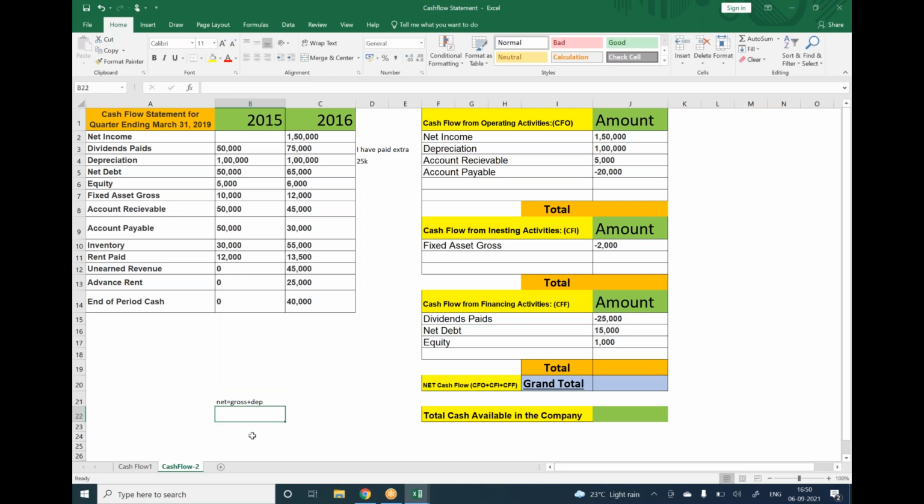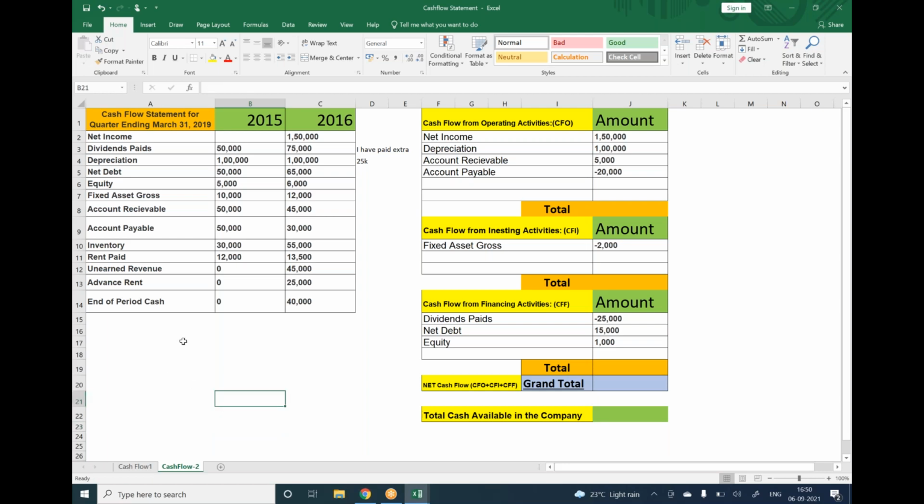So if they give you net plus depreciation, that will give you gross. And in the cash flow statement, it is always gross fixed assets. In the balance sheet, it is always net. So the formula is net is equal to gross minus depreciation. Why is account receivable 5,000?